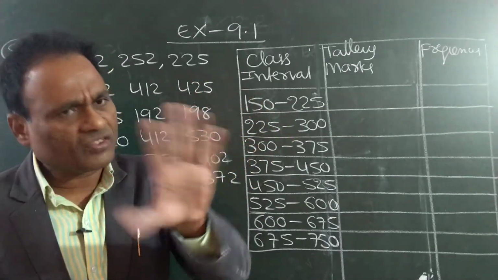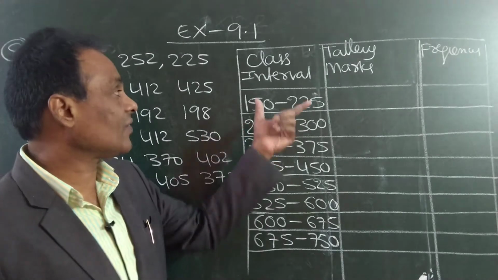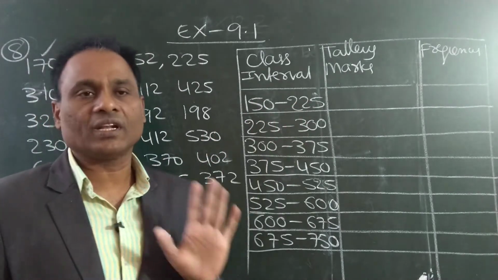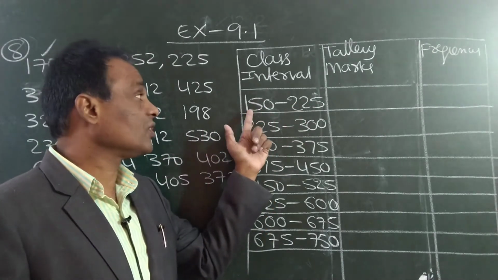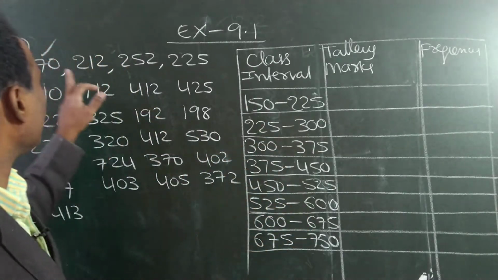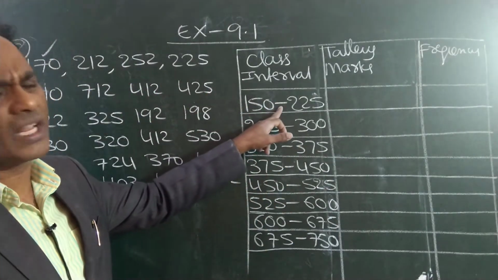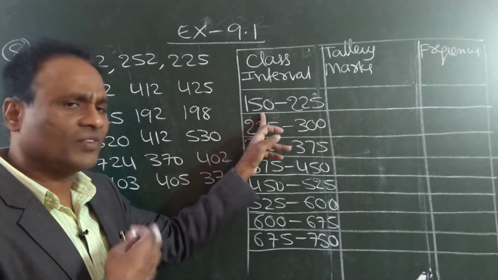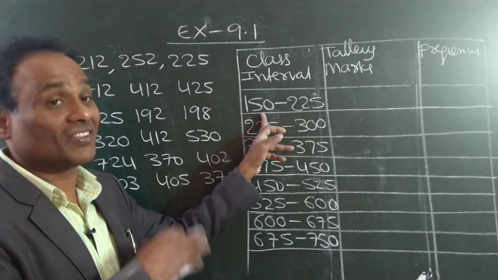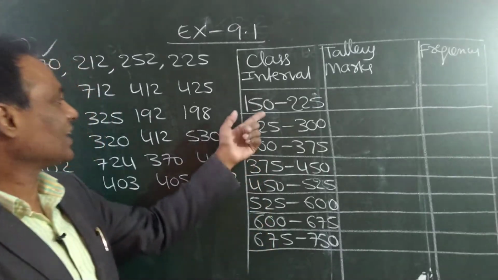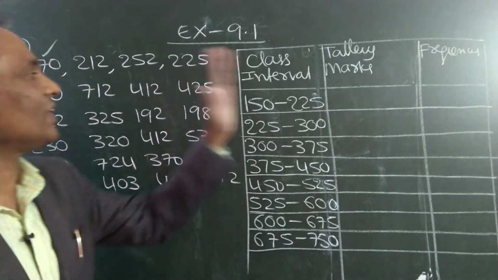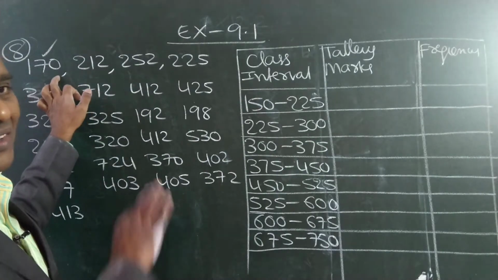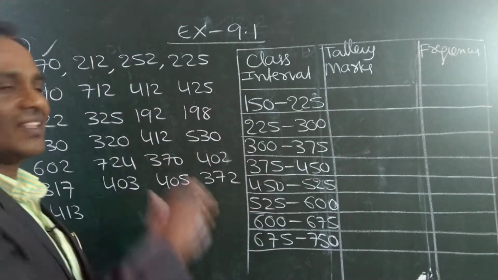Unless it is mentioned in the problem. Here a 75 difference we have to take, that is given. But from which number we should start, it is not given. So covering 170, you take your own start. You can start 150 to 225, or you can start from 155, 160, 165, 170 also. But if you start at 175, this will miss. Don't start from 175 like that.